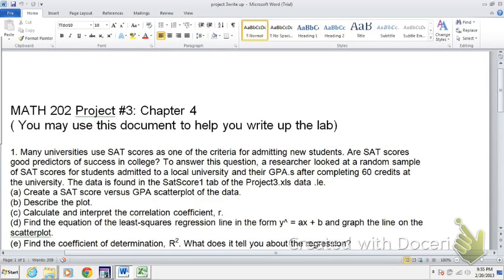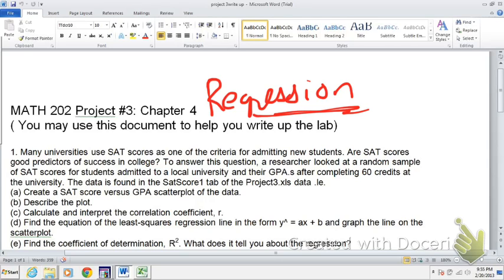Okay guys, so we're heading into our third project. This one is all about regression analysis and scatter plots, right? Okay, so I'm going to read number one. Many universities use SAT scores as one of the criteria for admitting new students. Are SAT scores good predictors of college success?